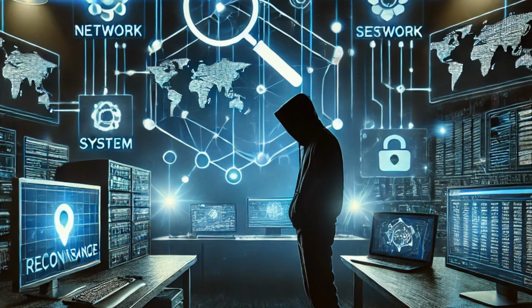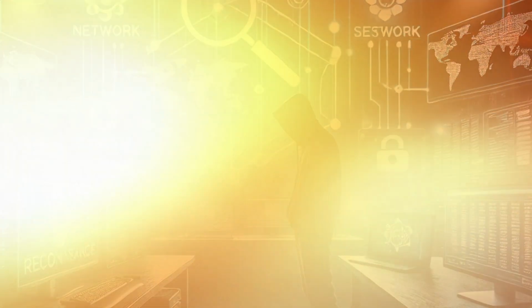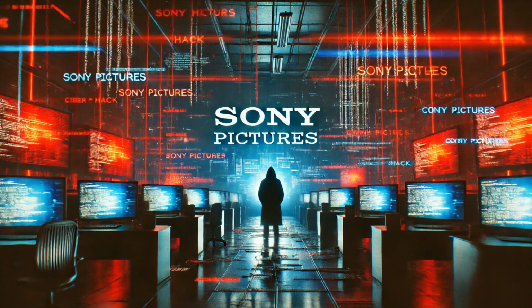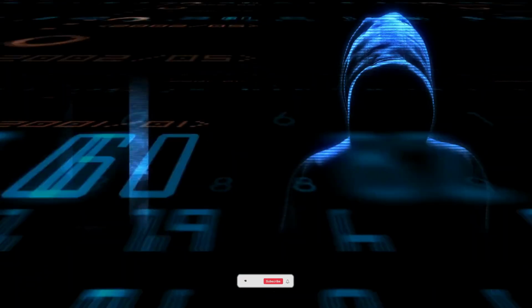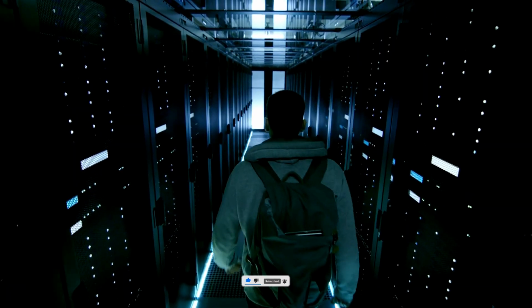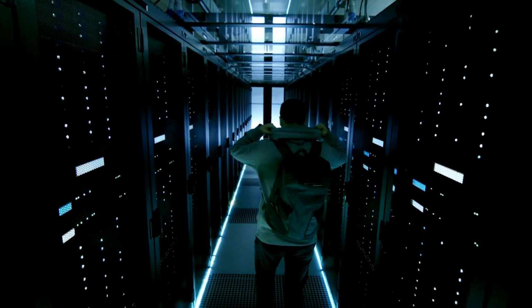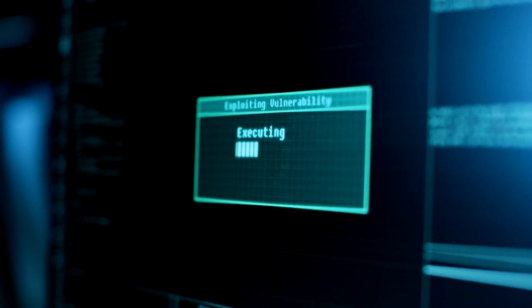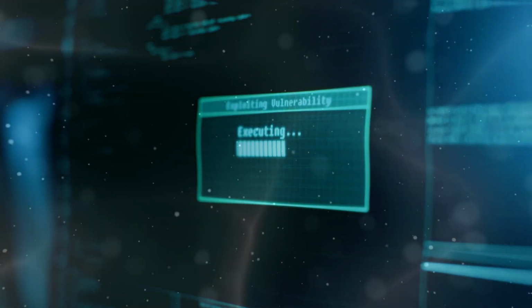Example of Stage 2, reconnaissance. During the Sony Pictures attack in 2014, hackers spent weeks exploring the company's network, identifying critical servers, and understanding where sensitive data like emails and movie scripts were stored. The careful reconnaissance allowed them to strike effectively later.